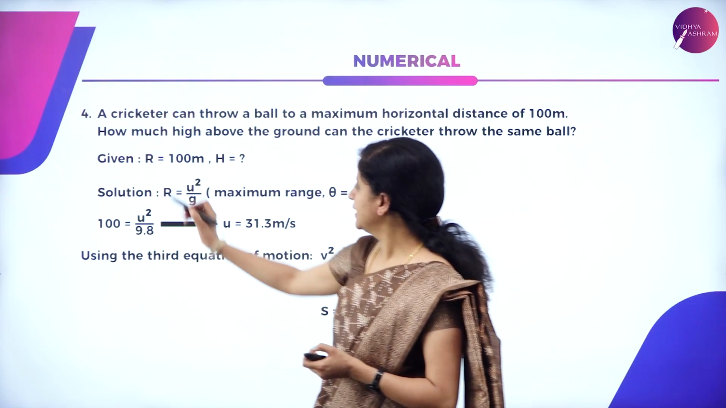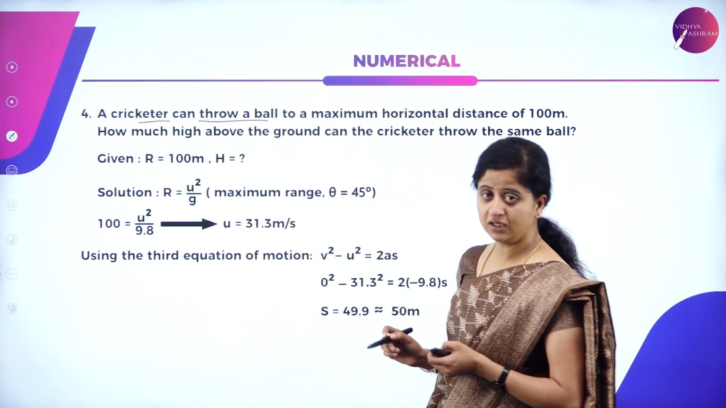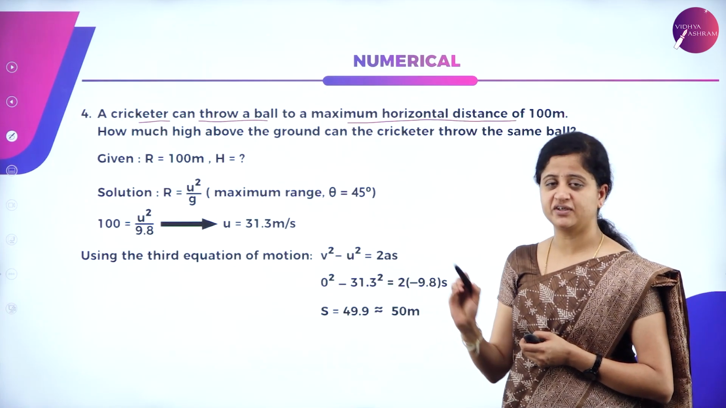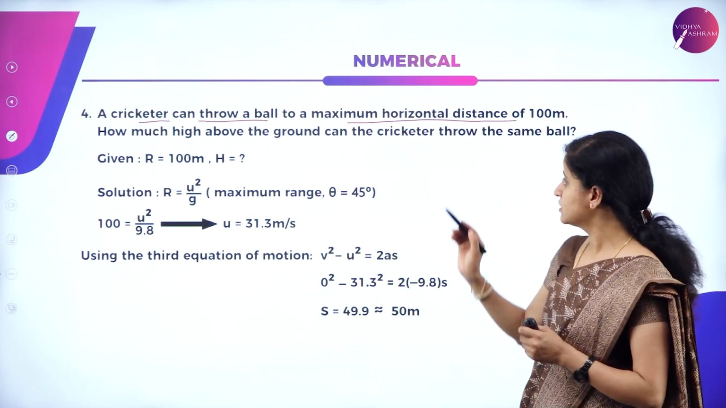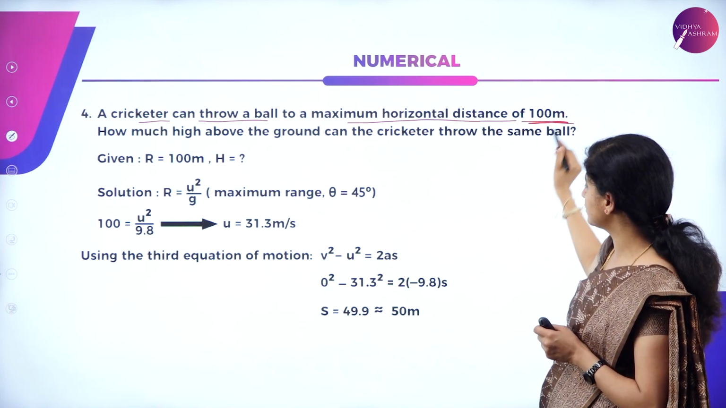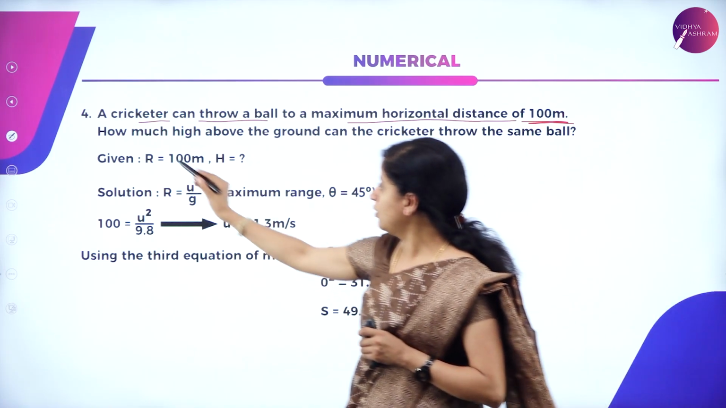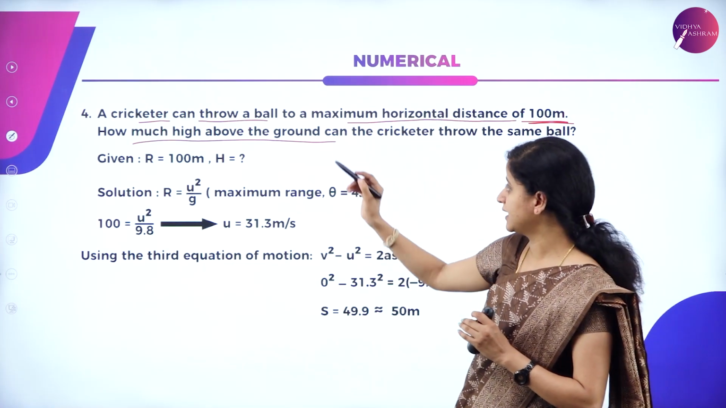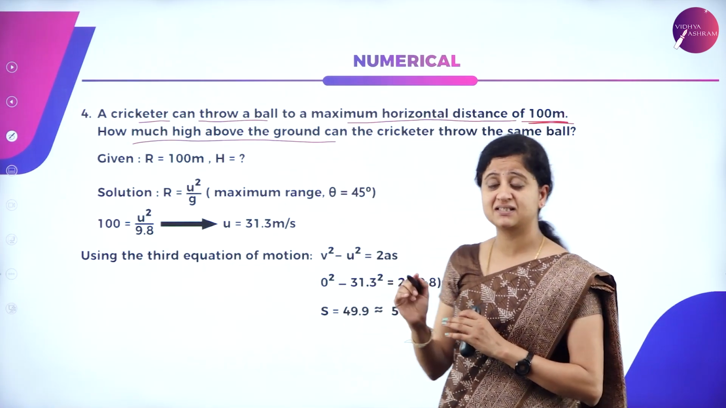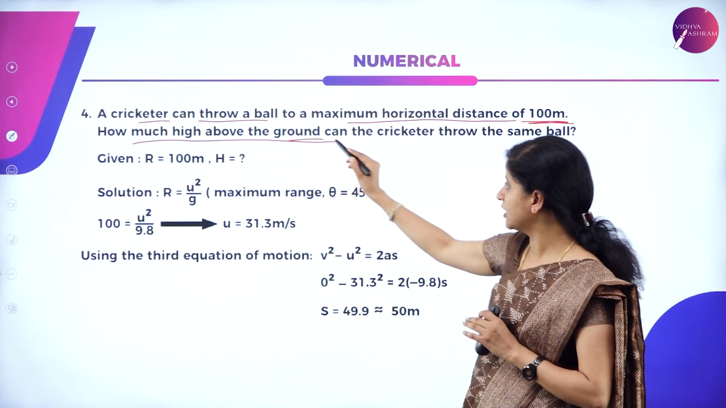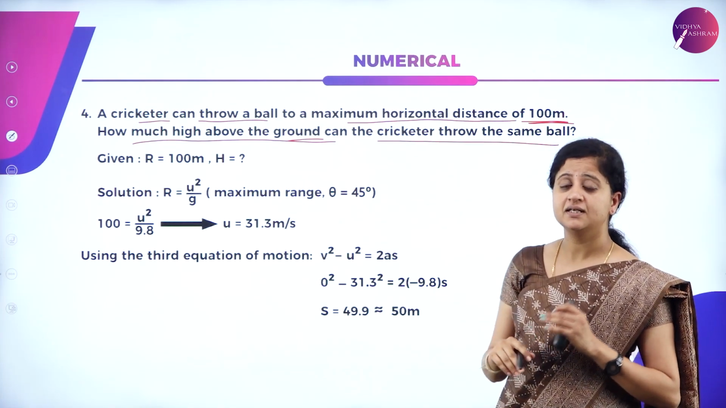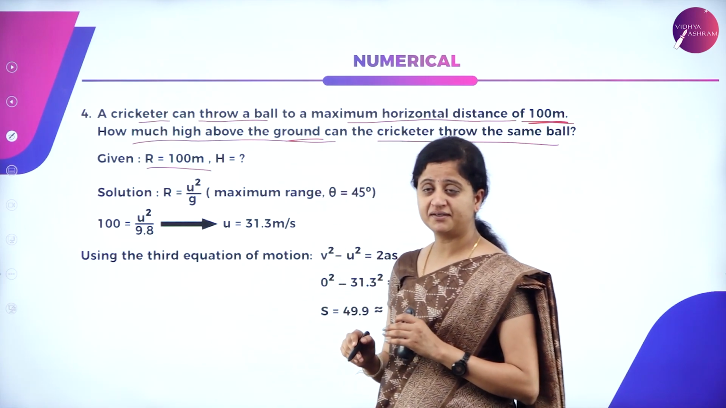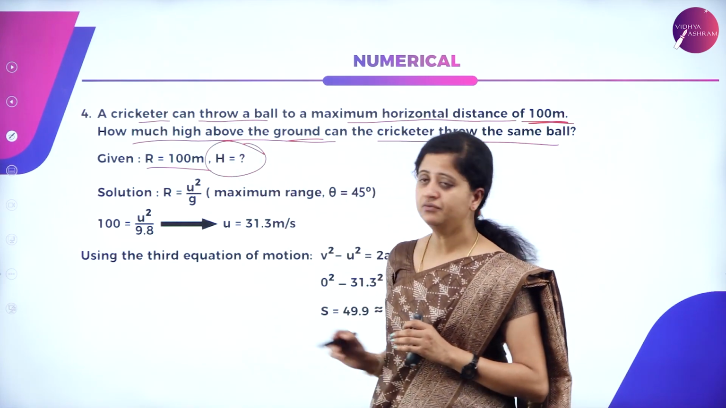So let's start with this: a cricketer can throw a ball to a maximum horizontal distance. What is maximum horizontal distance? It is nothing but the range. So to a maximum horizontal distance of 100 meter, how much high above the ground can the cricketer throw the same ball? What is the maximum height, or the displacement, they are asking to find? So here we have range is equal to 100 meter and h we have to find out.